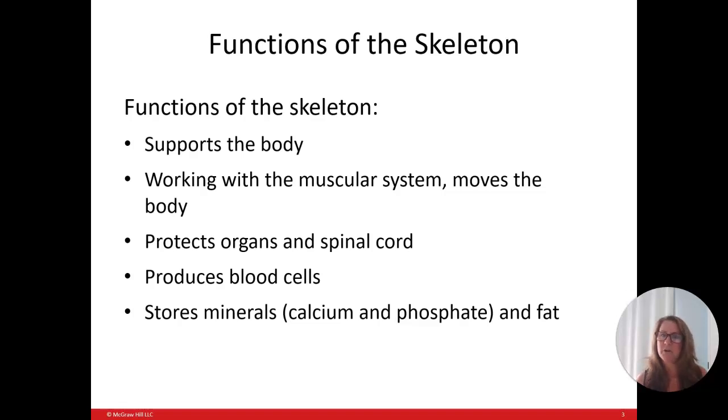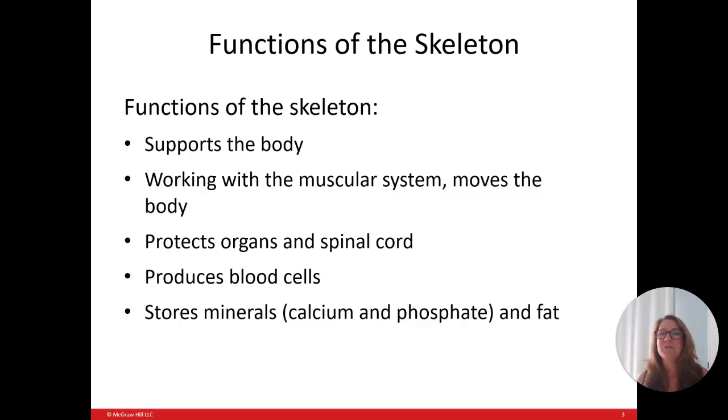There's another important mineral that is stored in your bone, and that's phosphate. So we have these important minerals that when we need them, we can take them from the bone, and when we have excess, then we put it back in the bone. And there's actually hormones that are going to be facilitating what we're doing with our calcium and phosphate.